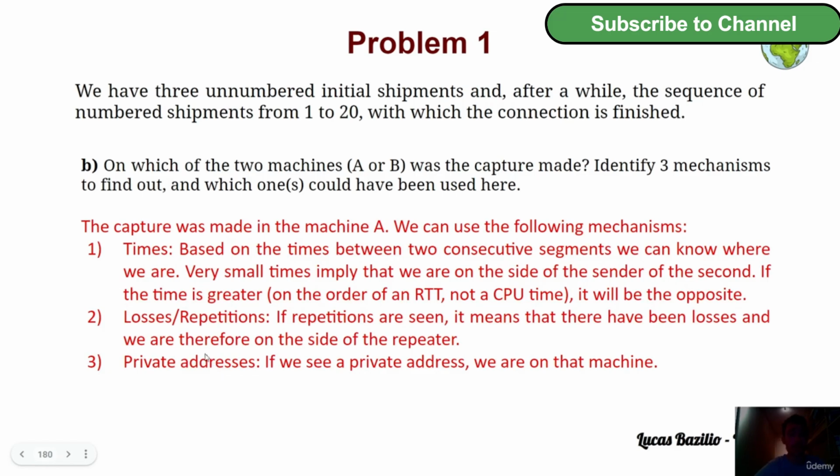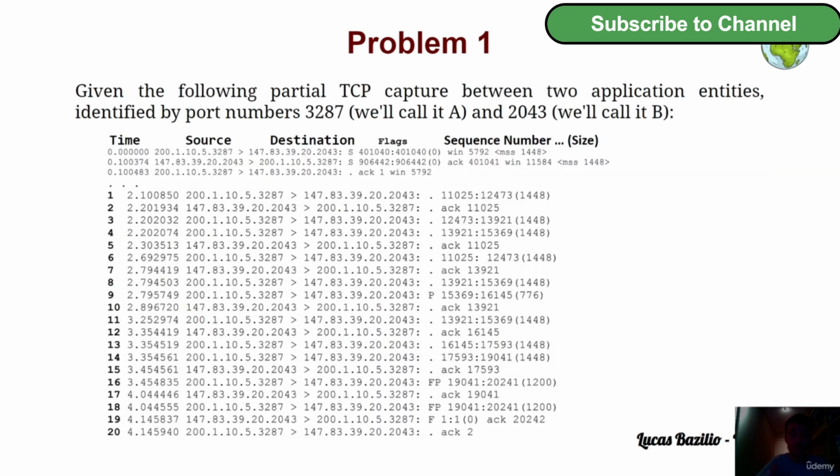There you go. So now let's justify how the second mechanism can also be applied in this situation. Remember that if repetitions are seen, it means that we are on the side of the sender, of the repeater, the one that sends over and over again.